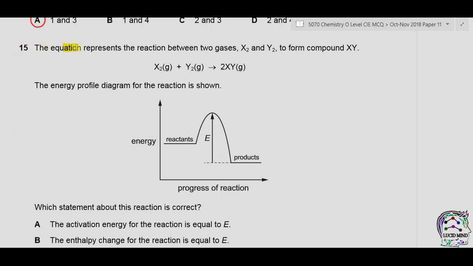Question 15. The equation represents the reaction between two gases. We have X2 gas and Y2 gas, which react together to form compound XY. The energy profile diagram for the reaction is shown. We have reactants and products. Which statement about this reaction is correct?